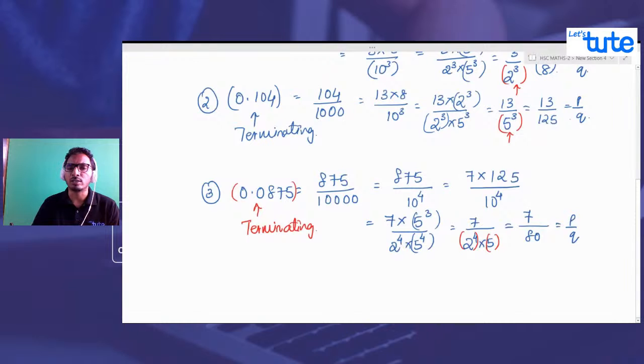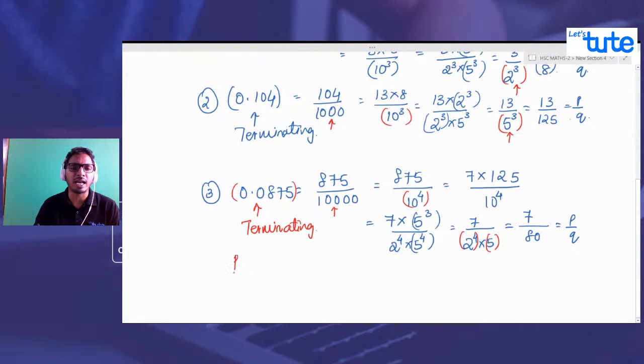Because we are taking multiples of 10, correct? See, this is 10 cubed, that is a multiple of 10, 10 power 4 is a multiple of 10. So therefore we are bound to have the denominator having the prime factors of 2 and 5, correct? So what do we conclude from this?